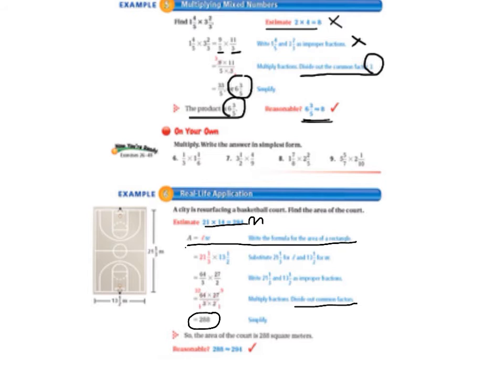So when you have 288 over 1, it equals 288. So your simplifying is super easy. So the area of the court is 288 square meters. And I forgot to put the square up at the top. So is 288 about 294? Yes. So our answer is reasonable.